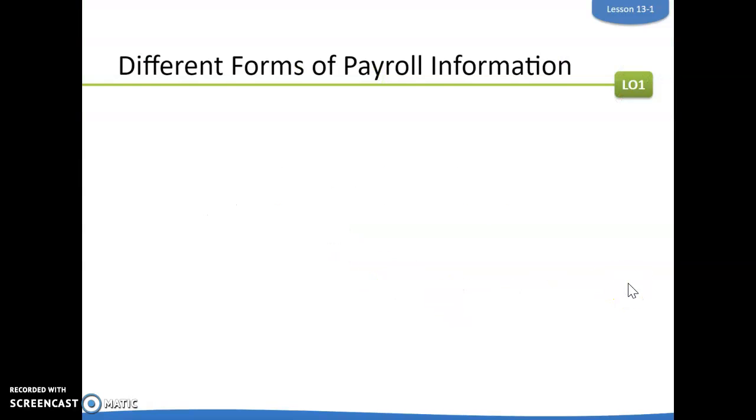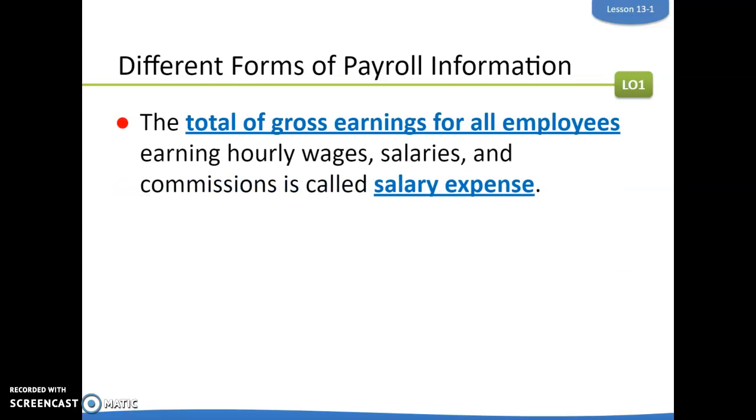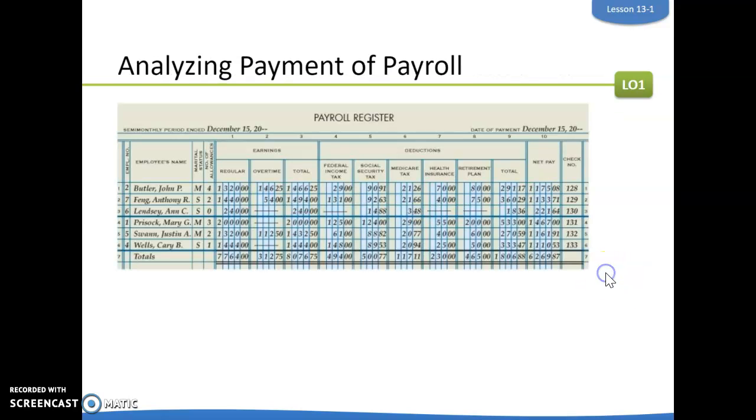So different forms of payroll information. The total of gross earnings for all employees earning hourly wages, salaries, and commissions is called salary expense. So this is the account we will be using to record this. The salary expense, that's a total of all those earnings. So this is kind of what it looks like here.